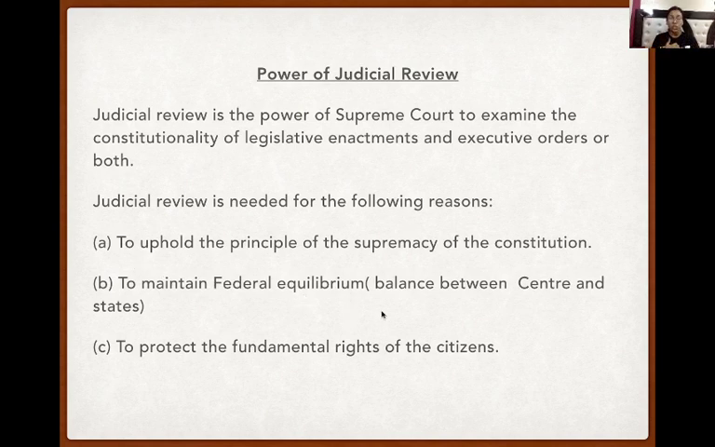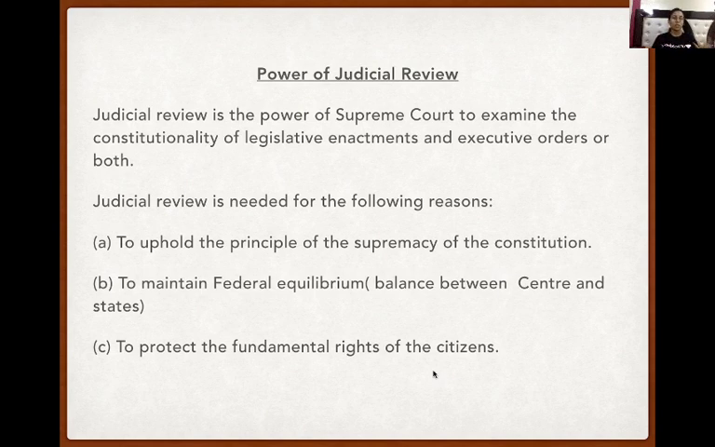Okay, so judicial review is also important to maintain the federal equilibrium in our country, very important. Okay, so it is called the balance between the center and the state. So the center should not pass any such law which will take away the power of the states, or intervene with the federal equilibrium of India. Also, judicial review is needed to protect the fundamental rights of the citizens. So this is the very fundamental thing, that fundamental rights of the citizens should be protected, and it can only be protected by judicial review.